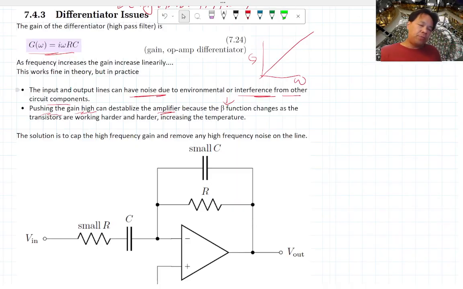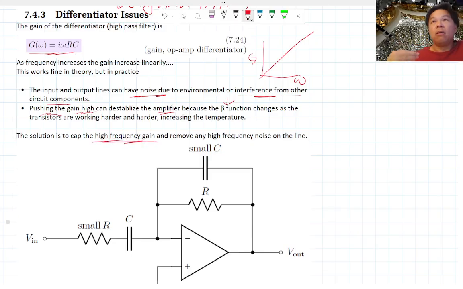The solution is actually to cap this high frequency gain. If you want an amplifier that does 10x, there's no reason for you to go to 1,000 times gain at that very high frequency, because what's going to happen is you're just going to get some noise in your input or your output, and those noises are going to be dominant as opposed to your real signal that you're only trying to amplify by a factor of 10.